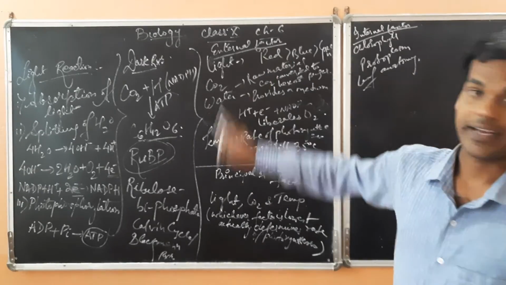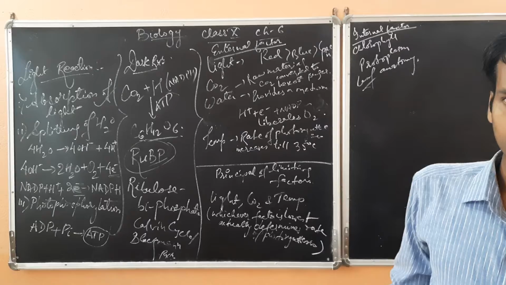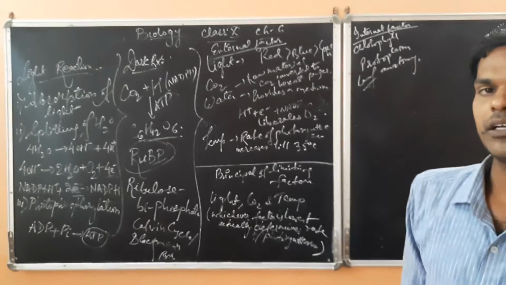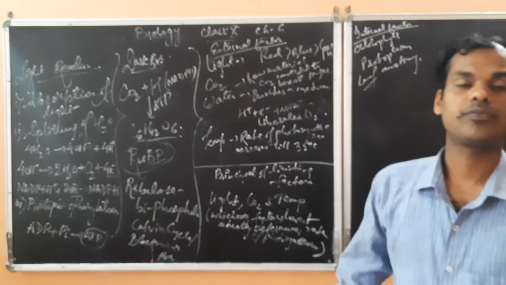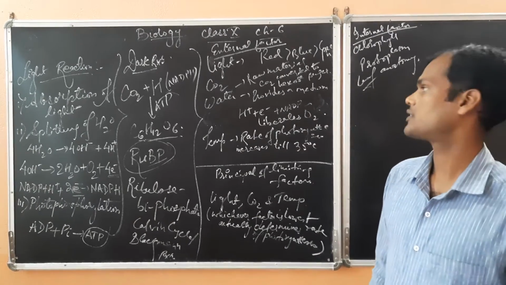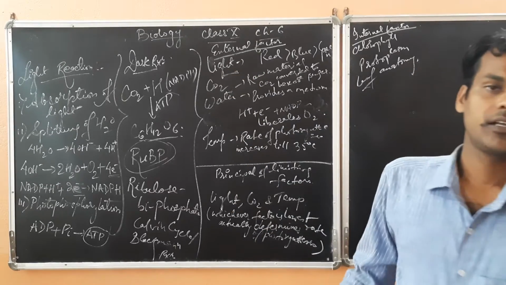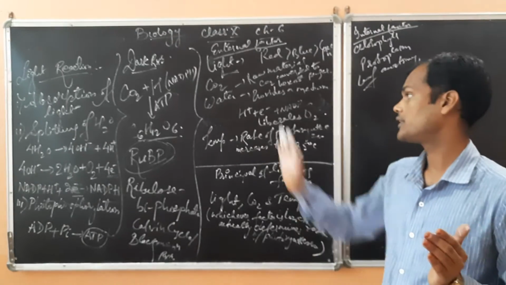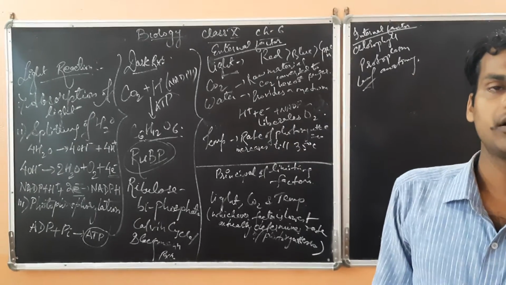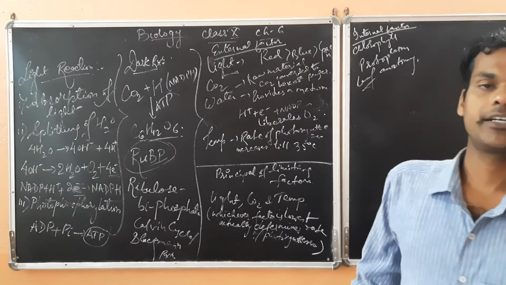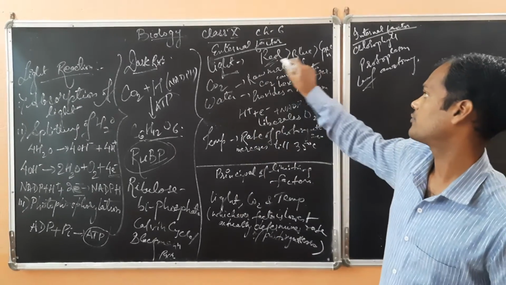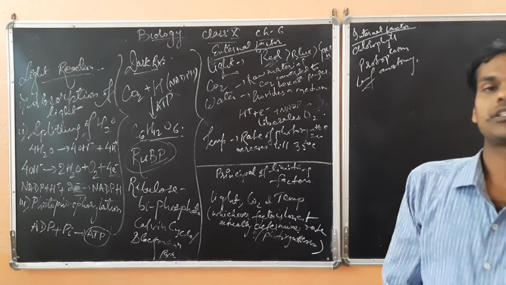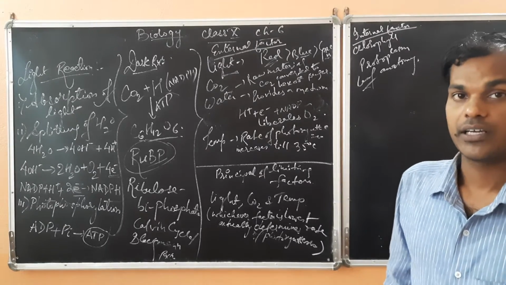Now we will see the factors responsible for photosynthesis. Light, CO2 and water along with temperature are the external factors controlling the rate of photosynthesis. If you talk about sunlight, depending upon the wavelength, the rate of photosynthesis will be affected. The rate of photosynthesis will be maximum in red light, then blue light, and the least in green light.